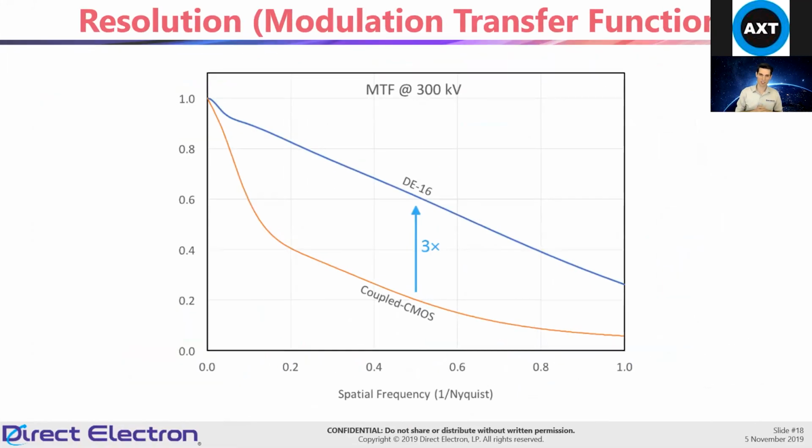The big difference between direct detectors and anything with a scintillator, whether it be CCD or CMOS, is this massive increase in MTF. On the bottom in orange, we have the fiber-coupled CMOS MTF, and then the regular DE16 running in integrating mode. The MTF, you can see, is about 3 times higher across all spatial frequencies. This is true for most of the direct detectors. There's this really high increase in MTF, and that's basically the resolution of the sensor.